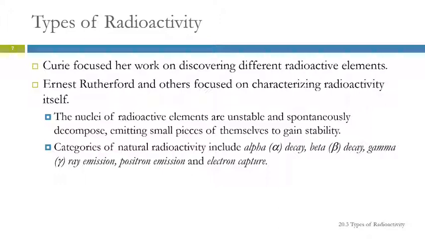Rutherford studied it as well. So the essence of radioactivity is that the nuclei of radioactive elements are unstable and spontaneously decompose, emitting small pieces of themselves to gain stability. And there are different categories of natural radioactivity. These include alpha decay, beta decay, gamma ray emission, positron emission, and electron capture. Those are not necessarily the only ones, but those are the ones we're going to talk about.